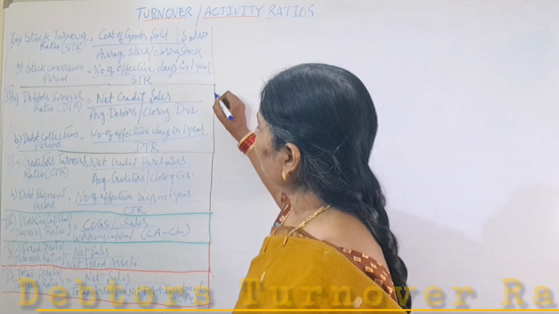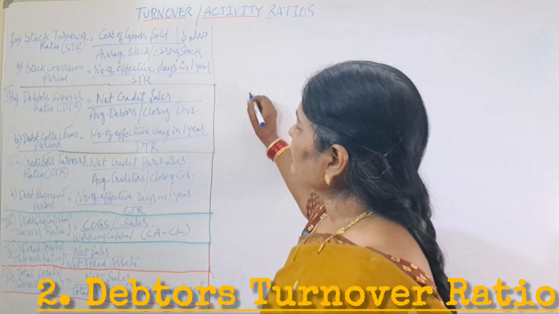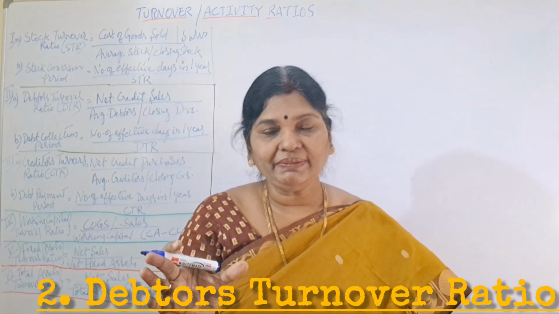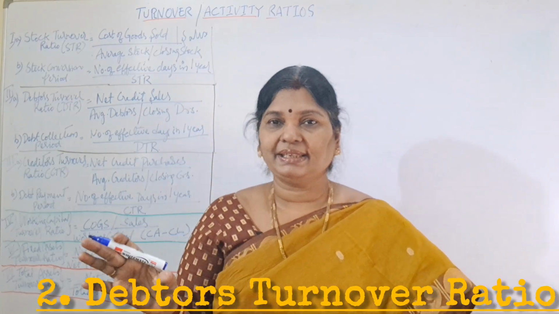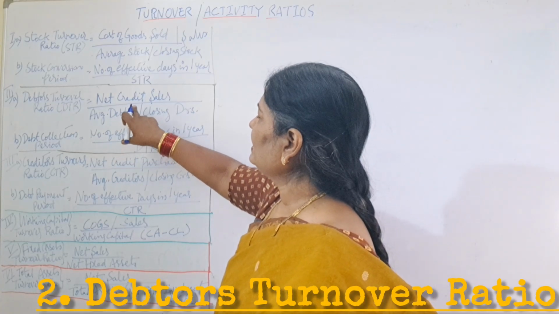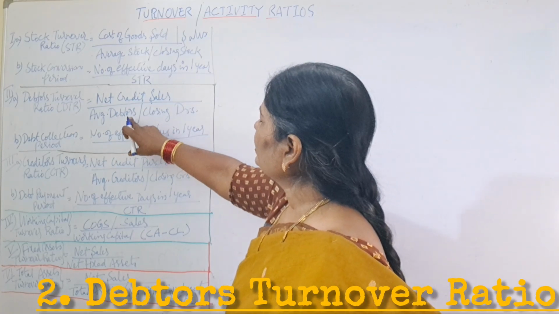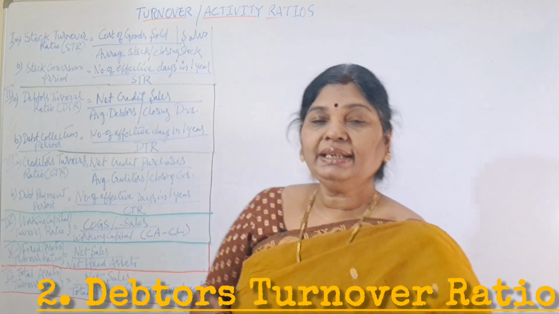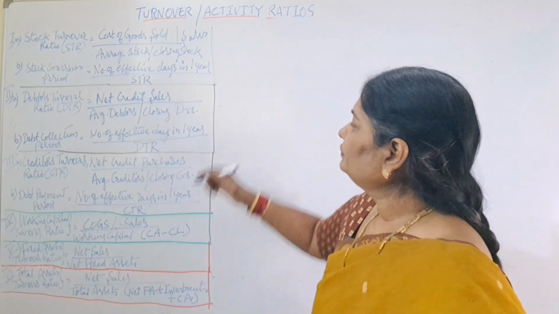Next, coming to the second one, debtors turnover ratio. Debtors turnover ratio means here you will see the relation between debtors and sales. In short form, you will say DTR. So DTR is equal to net credit sales divided by average debtors or closing debtors. Here net credit sales means what?